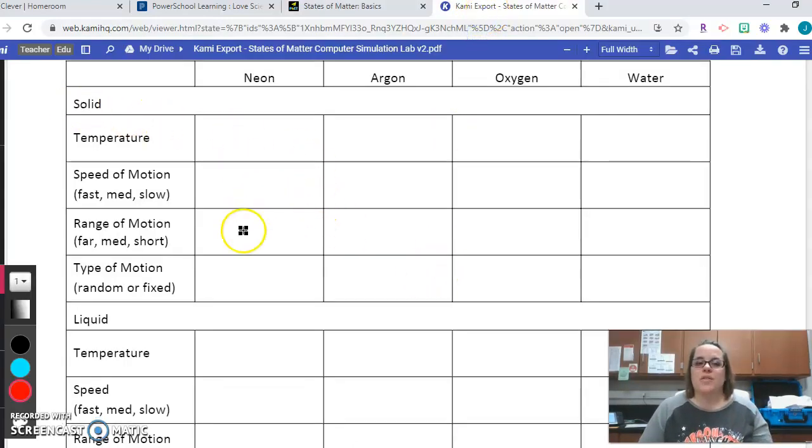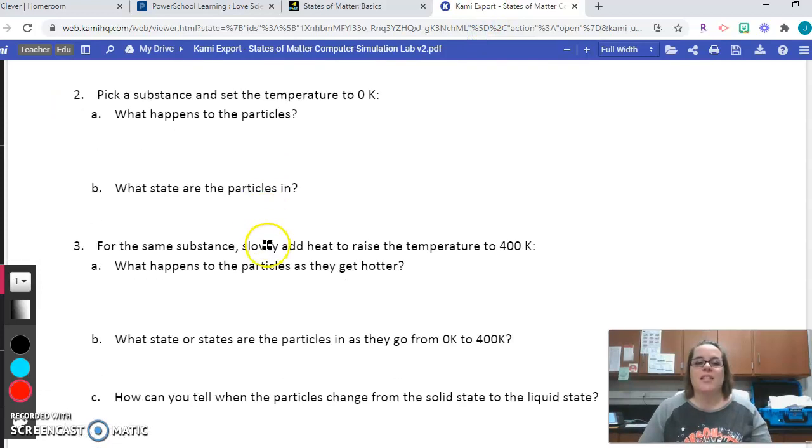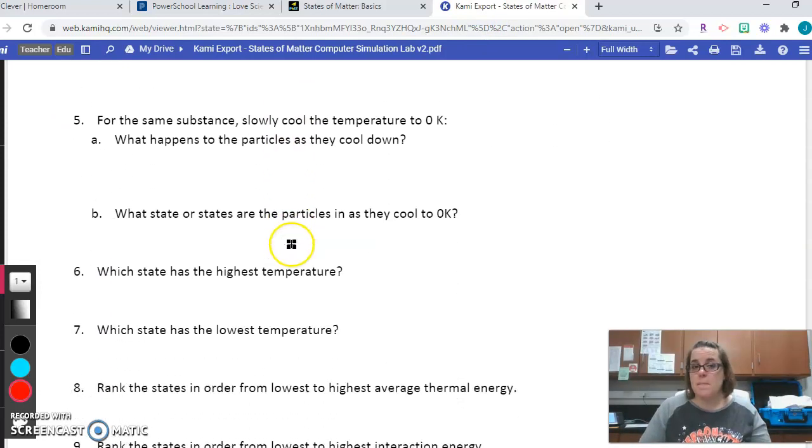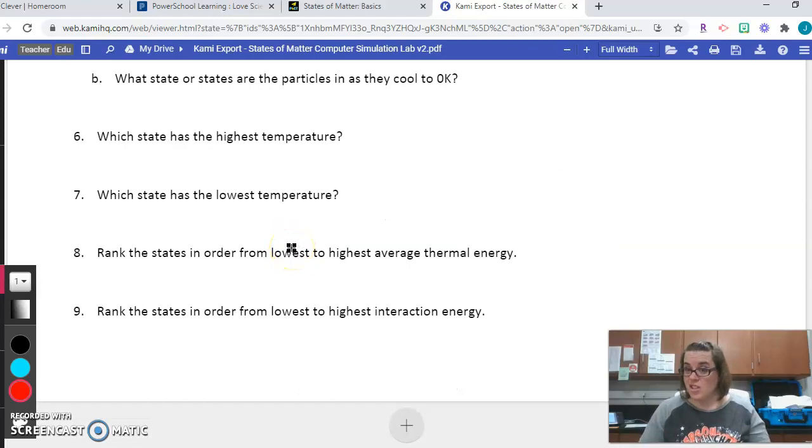Okay, so you're going to fill out your table for solid, liquid, and gas, and then you have a couple of questions. Not a couple, you have a lot of questions actually. Okay, so you're going to go through that, and then you're going to answer your questions. When you're done, you're going to hand this in. The tab button is right there on PowerSchool.